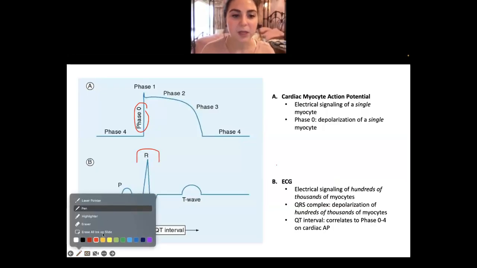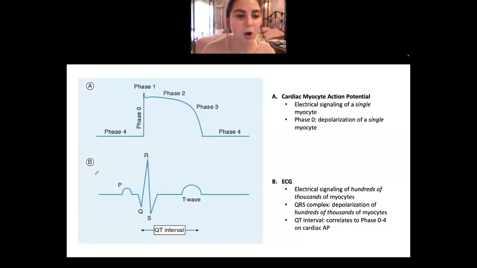Okay? And then the QT interval, you'll see like, oh, the QT interval was extended, or it's a prolonged QT interval. All that tells you is that phase 0 to phase 4 of one single cell is now prolonged. So the Q to the T interval of all of the cells is prolonged. That means something is happening that's making this prolonged, okay?